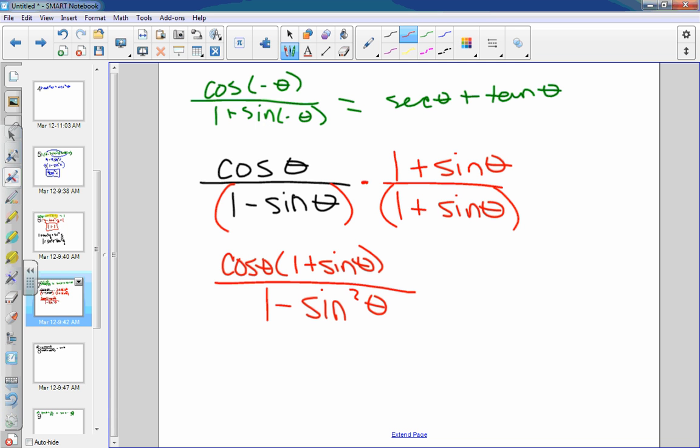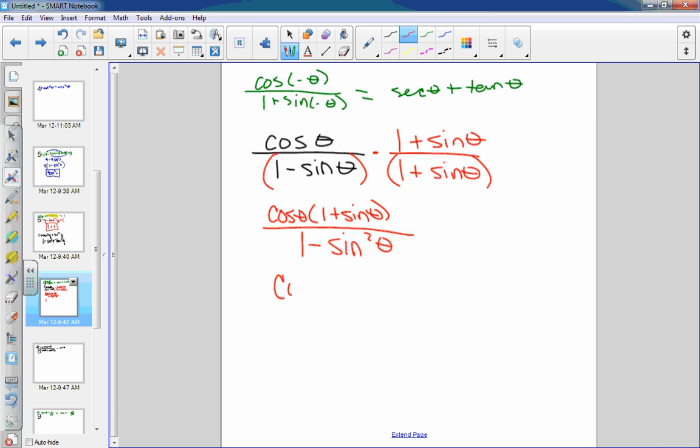What do you notice now? Cosine squared. So important that you don't forget that squared. So I have the cosine of theta times 1 plus the sine of theta all over cosine squared of theta. Y'all with me? Okay, talk to me.